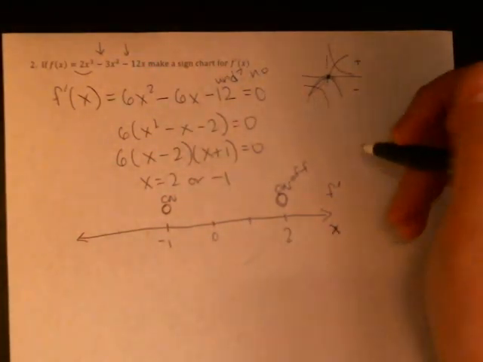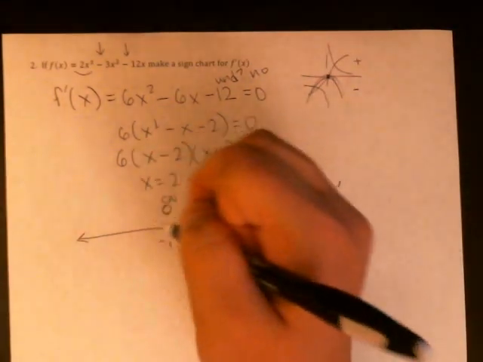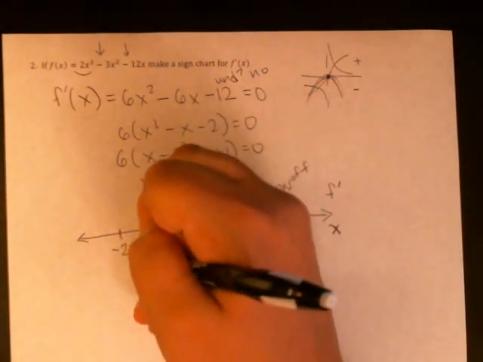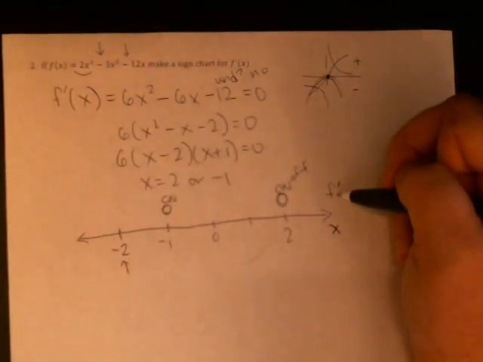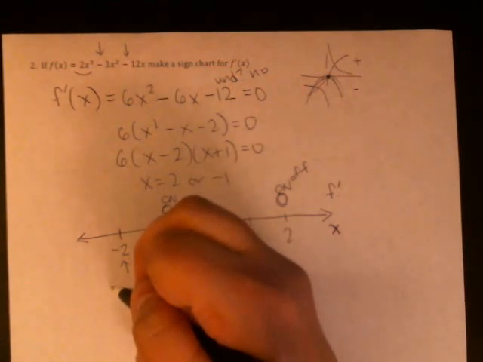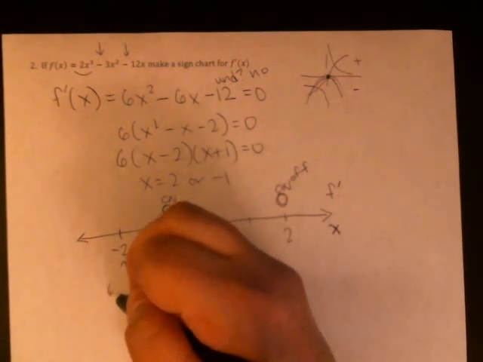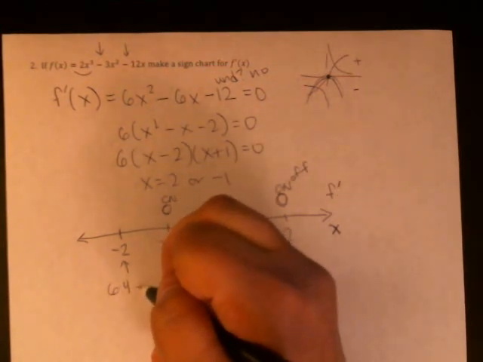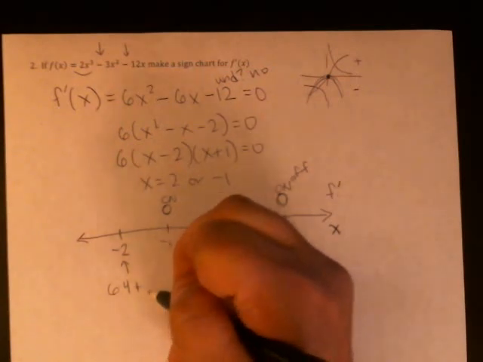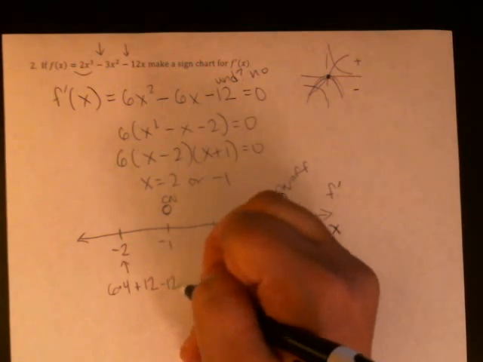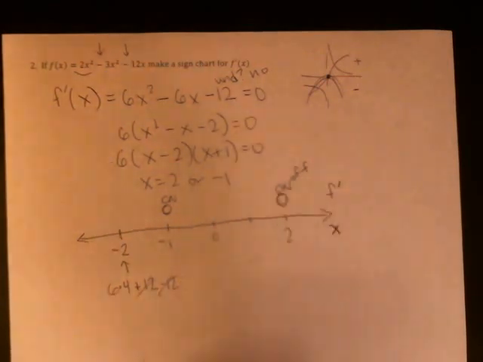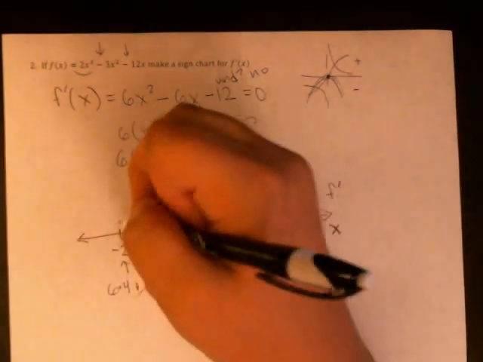So now it just boils down to plugging in a few numbers. You pick anything you want on this side. Negative 2 seems easy because it fits on my number line. And we're interested in f prime, so you plug it back into f prime. So we're going to have 6 times 4 minus, so it's going to end up being a plus 12, 6 times 2 minus a 12. Okay, so the 12s are going to drop out, and I'm left with positive 24.